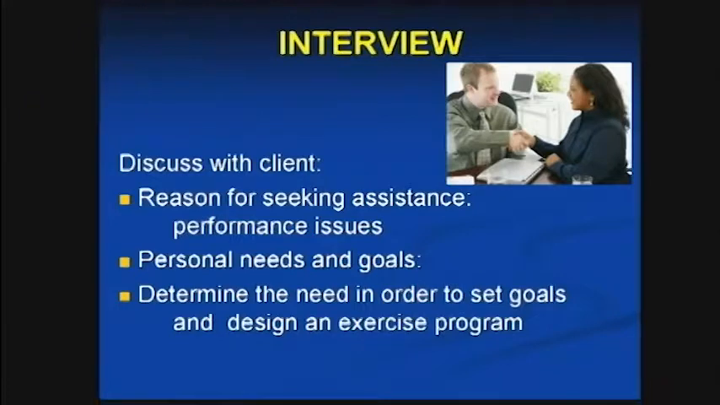So now when someone's coming to you to ask for a program designed to help with their flexibility, what kind of things do you want to discuss with them? To think about, well, why are you here? What seems to be the problem? What gives you trouble? And what kind of performance issues are they having? So you want to ask them about their personal needs, what are their goals?